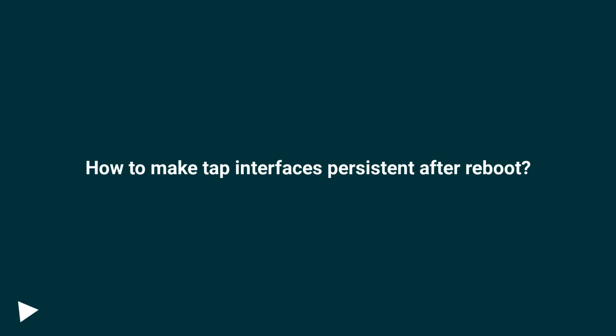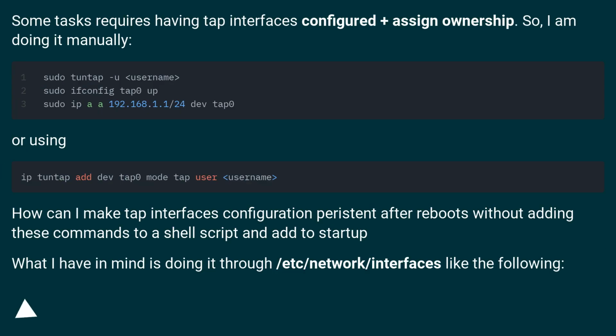How to make tap interfaces persistent after reboot? Some tasks require having tap interfaces configured plus assigned ownership. So, I am doing it manually.